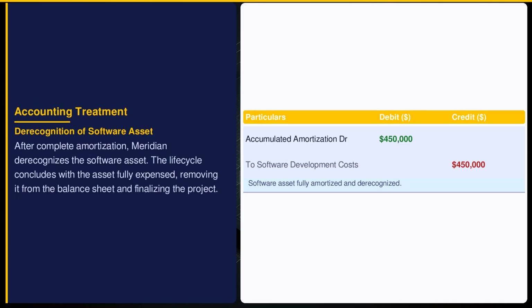Derecognition of the software asset is completed as it's fully amortized. The $450,000 accumulated amortization matches the capitalized cost, closing the asset's lifecycle. This final step ensures that Meridian's financials accurately reflect the asset's economic consumption, per ASC 350-40 requirements.